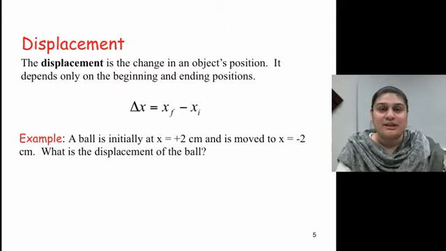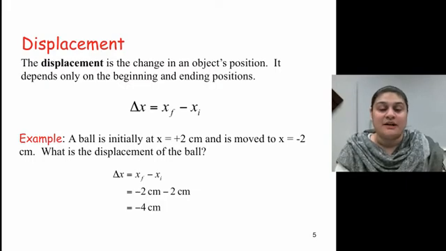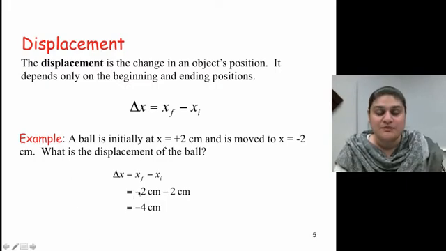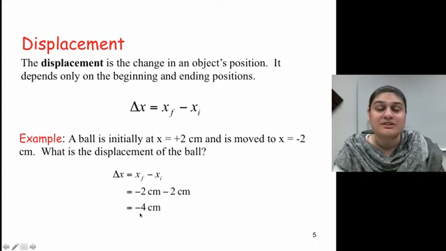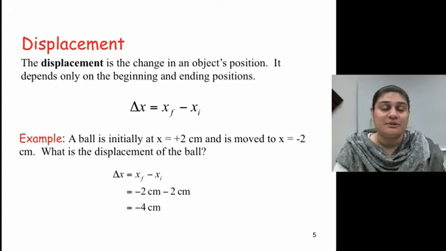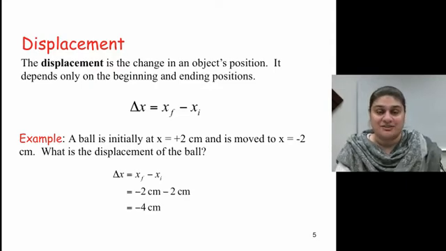So for example, if your ball is initially at x equals +2 and it is moved to x equals -2, what is the displacement of the ball? So if your object's final position is -2, so you put in minus, and your initial position was +2, you put that there, so your displacement is actually equal to -4 centimeters. Again, please be aware of the minus signs. You cannot ignore the negatives when you're solving problems, especially with vectors.